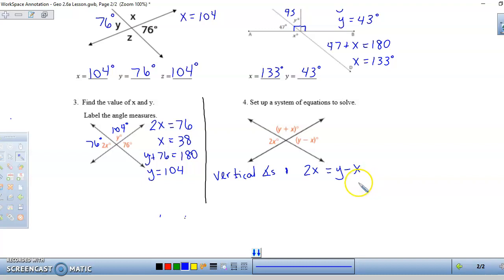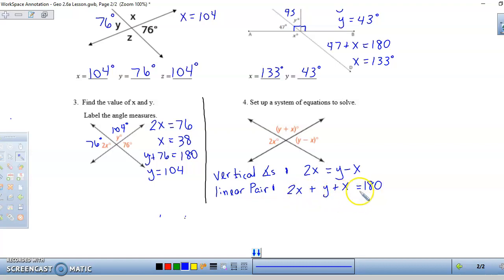Well, right away, you're probably noticing that there are two variables in this equation, so I can't solve this equation as is. That indicates that you need another equation. So again, in this type of picture, we also can do a linear pair equation. So my linear pair equation, I have two choices. I can either do 2x with the y plus x, or I can do y plus x and the y minus x. It doesn't matter which one you choose. I'm just going to choose the 2x plus y plus x equals 180.